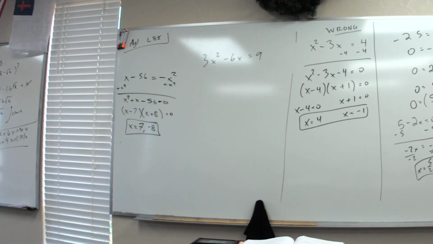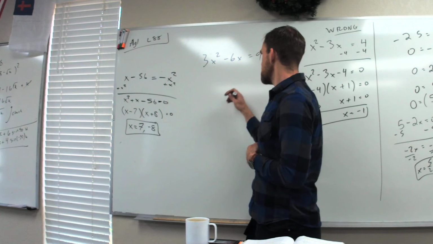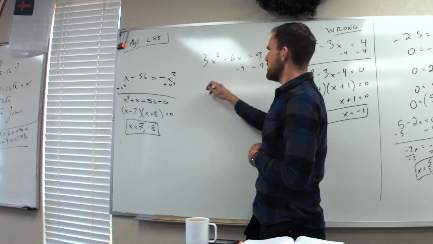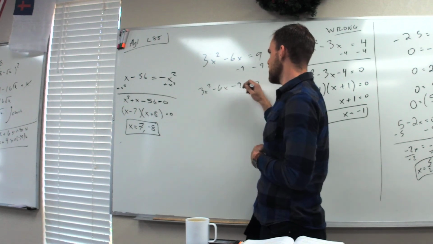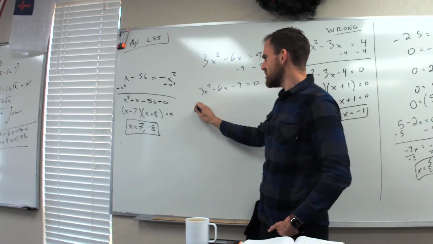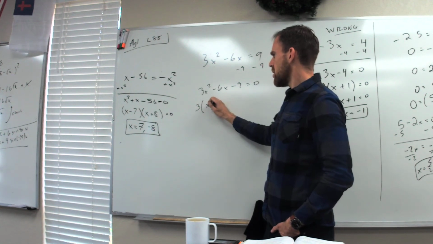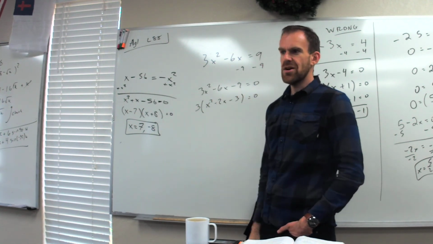Okay, let's go over it as a class. The official way to do this would be to subtract 9 from both sides. So you get 3x squared minus 6x minus 9 equals 0. All three of these have 3 in common, so you can simply factor it out instead of dividing. Either way works.